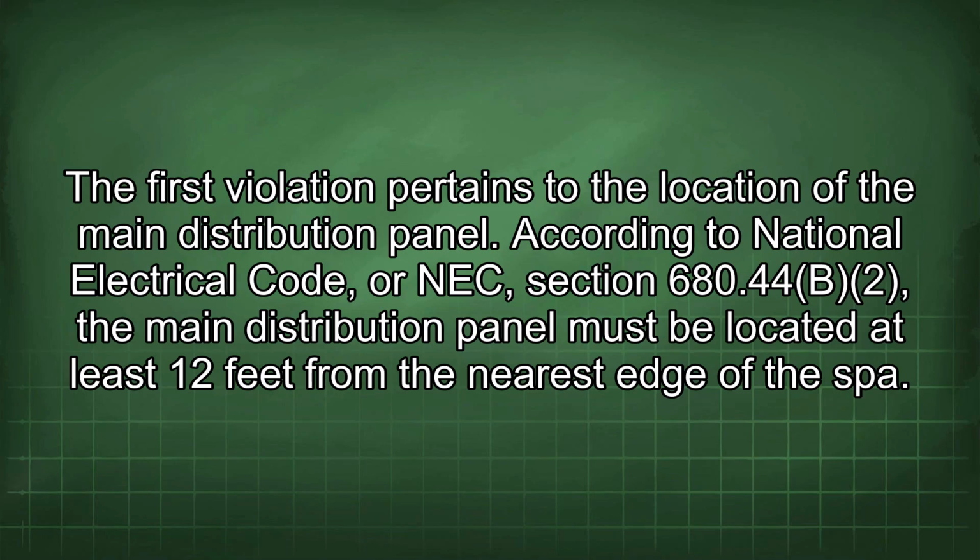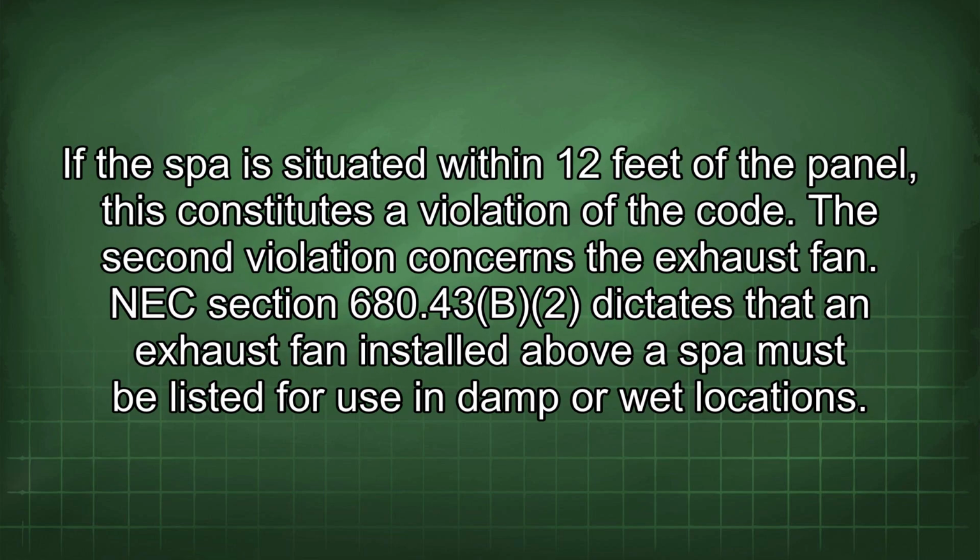The first violation pertains to the location of the main distribution panel. According to National Electrical Code, or NEC, section 680.44b2, the main distribution panel must be located at least 12 feet from the nearest edge of the spa. If the spa is situated within 12 feet of the panel, this constitutes a violation of the code.